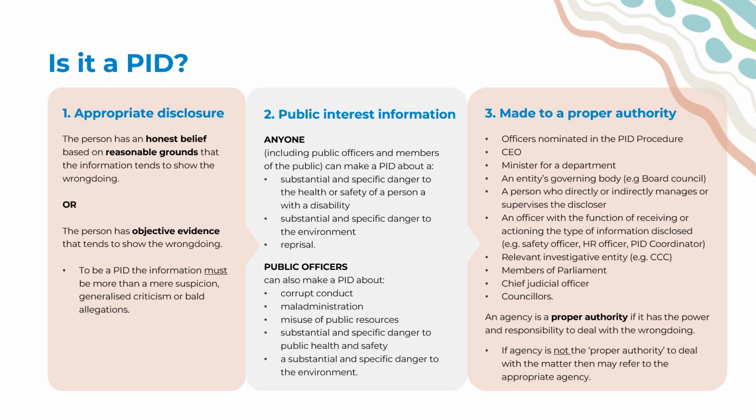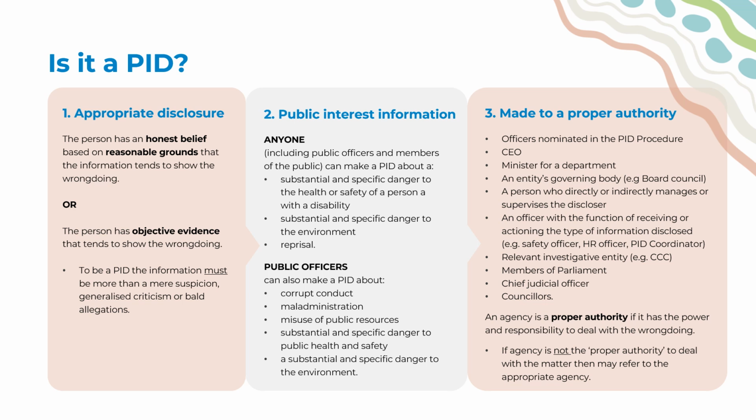2. Public interest information. Anyone, including public officers and members of the public, can make a PID about a substantial and specific danger to the health or safety of a person with a disability, a substantial and specific danger to the environment, or reprisal. Public officers can also make a PID about corrupt conduct, maladministration, misuse of public resources, substantial and specific danger to public health and safety, and a substantial and specific danger to the environment.